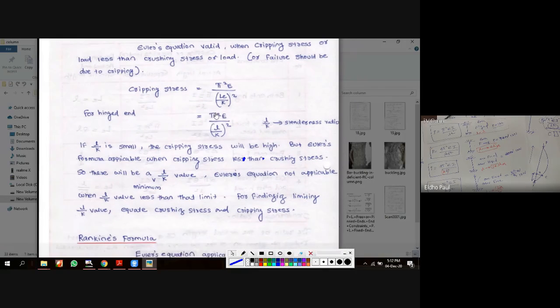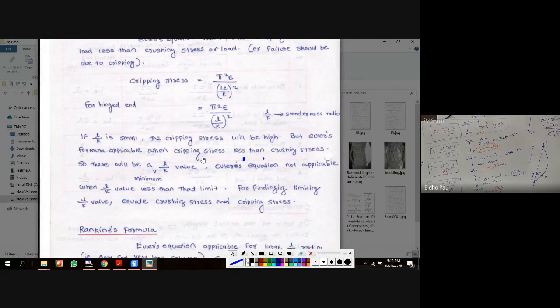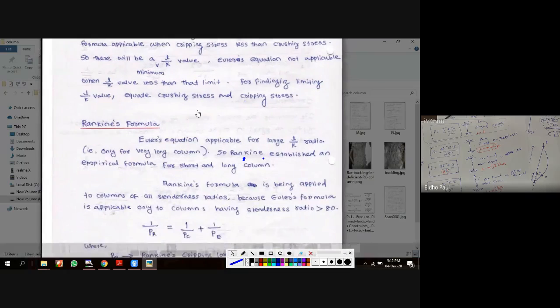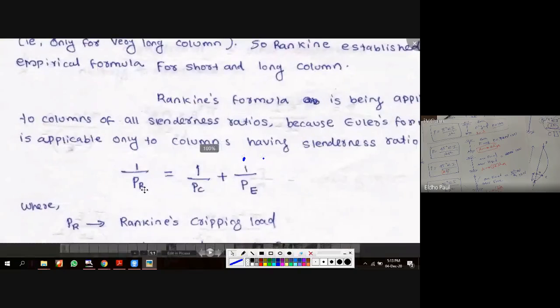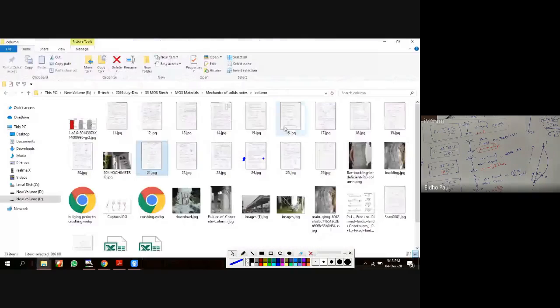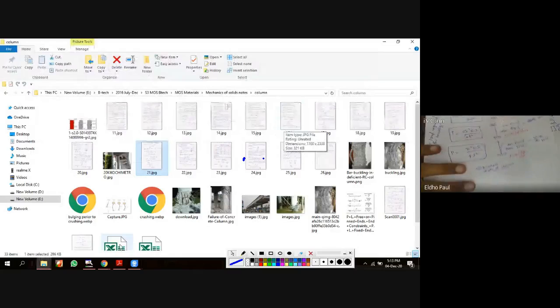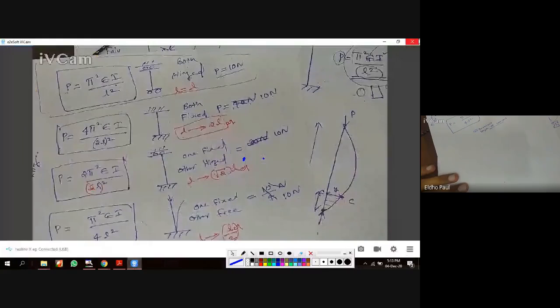So to overcome this limitation, a new formula is developed, that is called Rankine formula. So this Rankine formula can be used for both long column as well as short column. So that is the importance of Rankine's formula. And this is the Rankine's formula: 1 by P_R equals 1 by P_C plus 1 by P_E. Okay, so we develop two equations or two theories are developed.